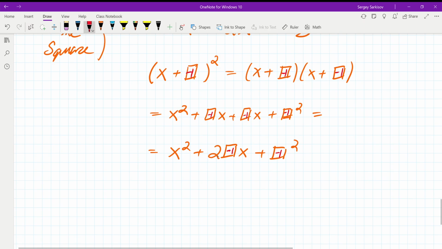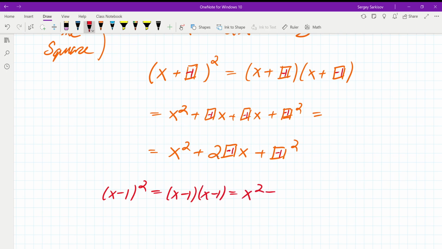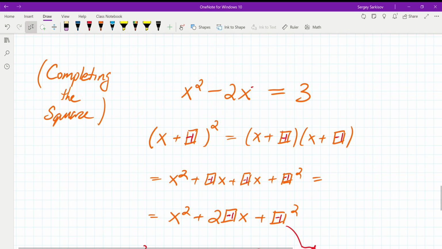In fact, let's check it out. x minus 1 squared is x minus 1 times x minus 1. And that is ultimately x squared minus 2x. But hold up, minus 1 times minus 1, that's a plus 1 there, right? Did we have a plus 1 anywhere? There was no plus 1 here, was there?